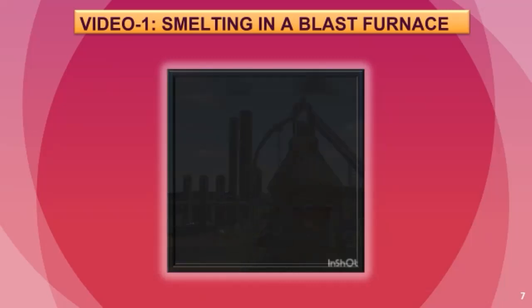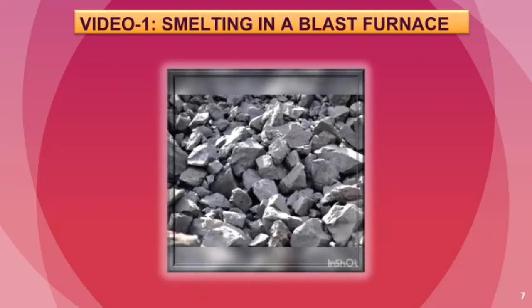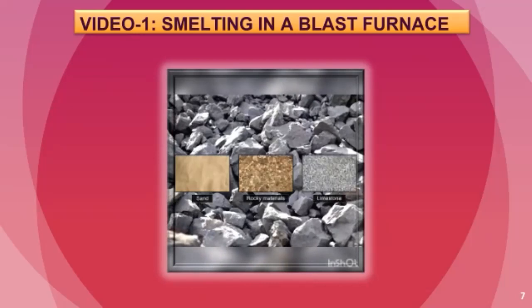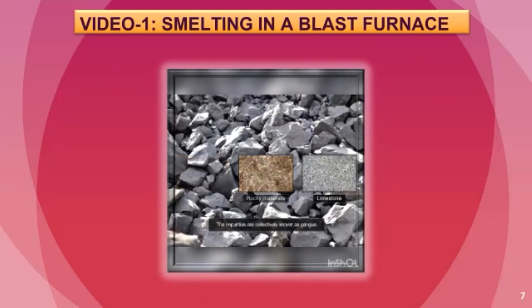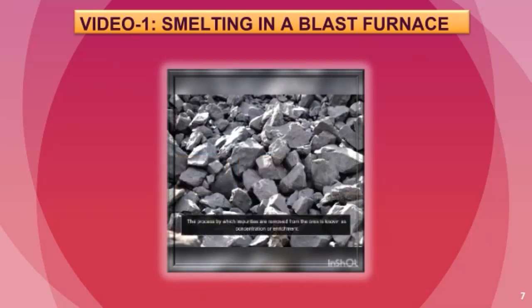Before the ore can go into the furnace, it has to undergo certain preliminary treatment like concentration or dressing and roasting or calcination. Iron ore mined from the earth's crust contains impurities such as sand, rocky materials, limestone, etc. The impurities are collectively known as gangue. The gangue must be removed before the metal can be extracted. The process by which impurities are removed from the ores is known as concentration or enrichment.